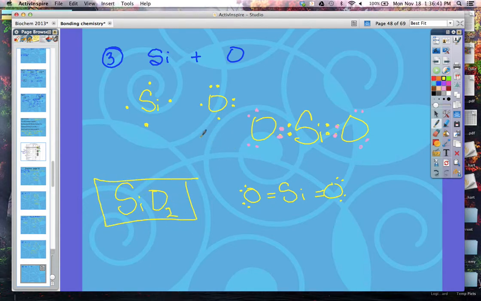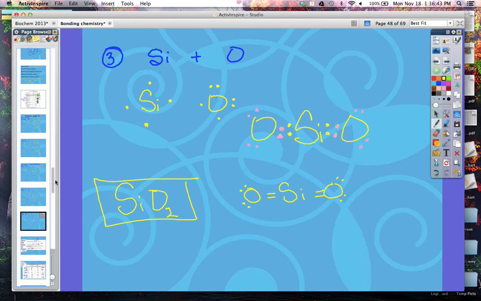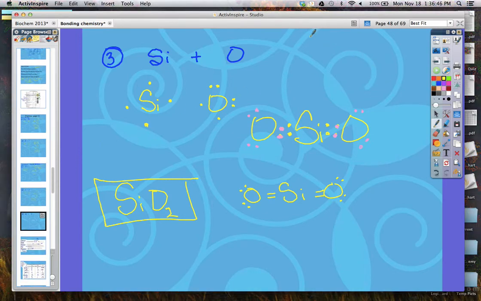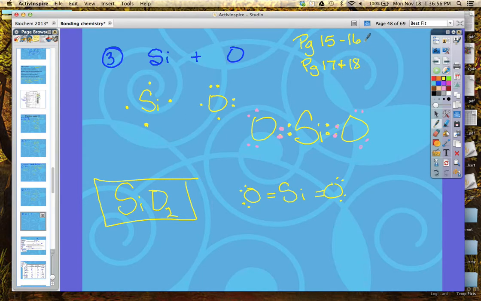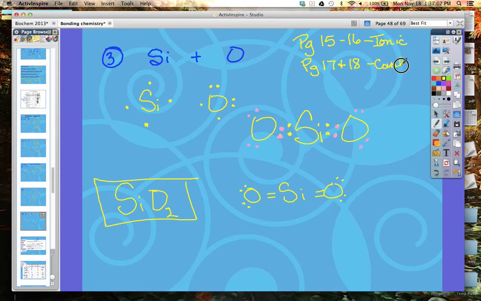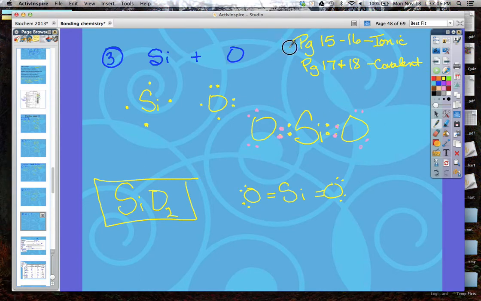Now what we did after that is we went in and we looked at pages 15, 16, and pages 17, 18. I believe this is the ionic one, and then this is the covalent one. So all you're doing is the same exact thing as we did here, but you're doing one separate page for ionic, one separate page for covalent.